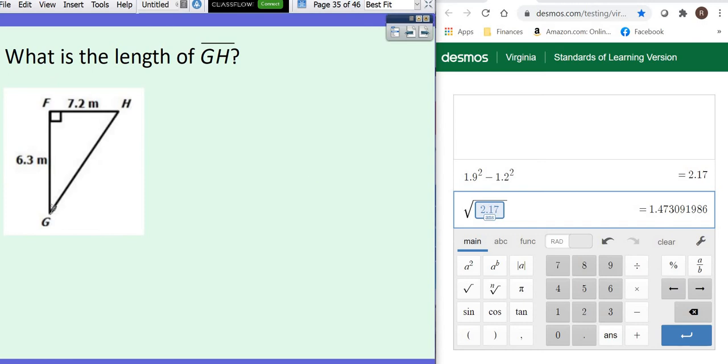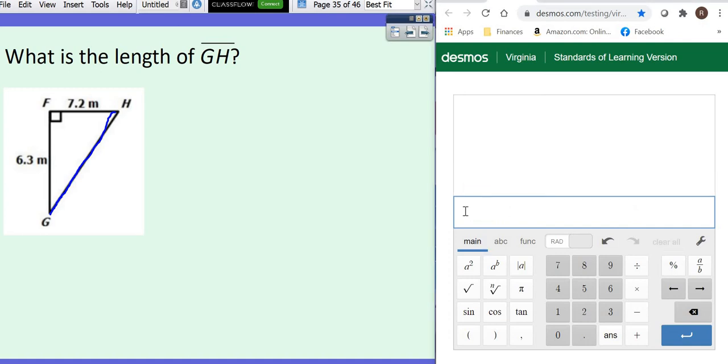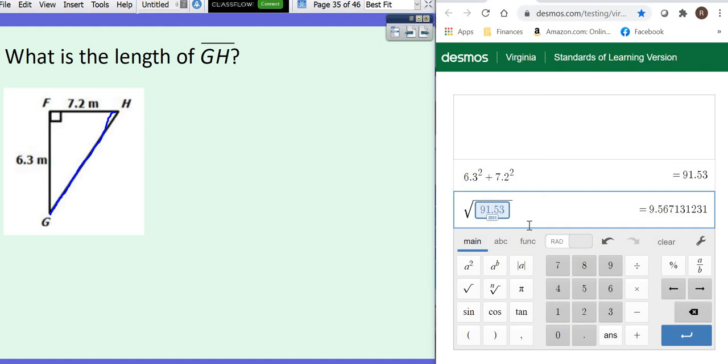Now, in this case, they want GH, which is the hypotenuse. So I've been given two legs. So I'm going to come over to my calculator, and I'm going to do a leg squared, 6.3 squared, and add the other leg squared, 7.2 squared. Go to my next line. Take the square root. You can also type ANS and it'll pull it in for you.